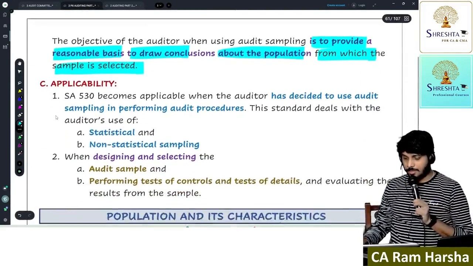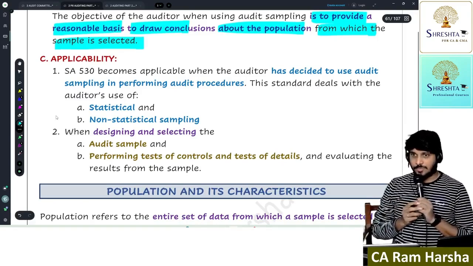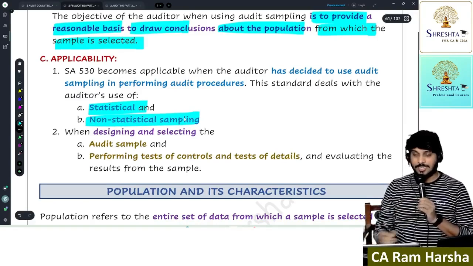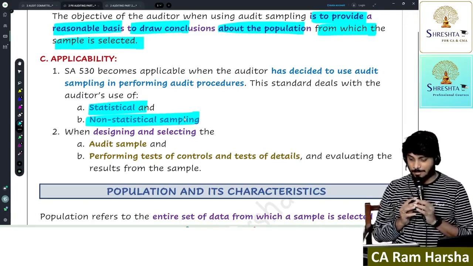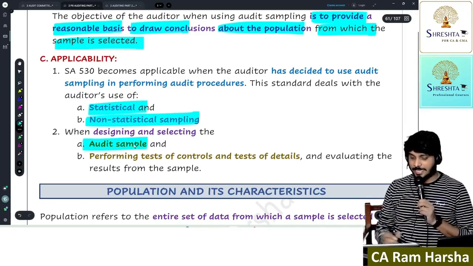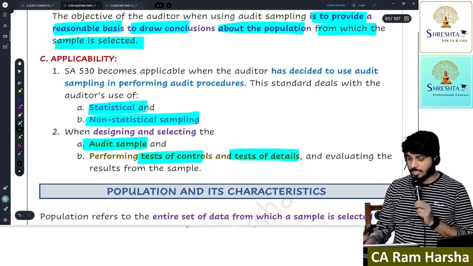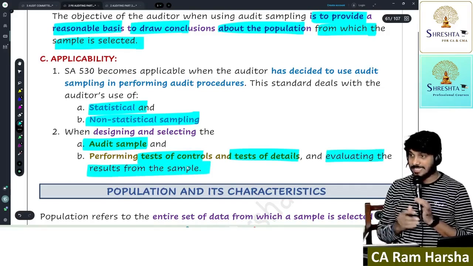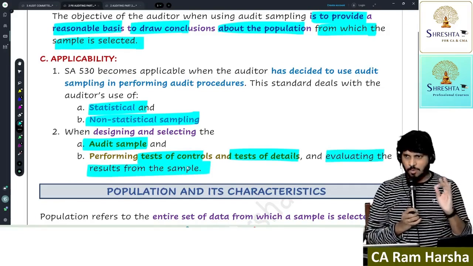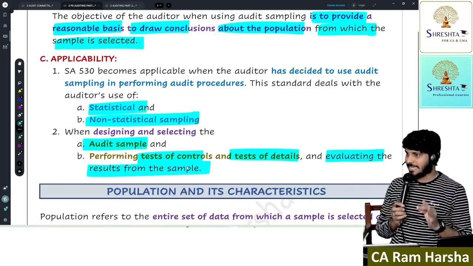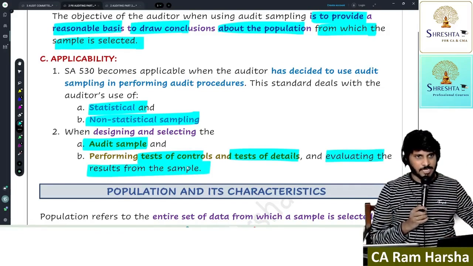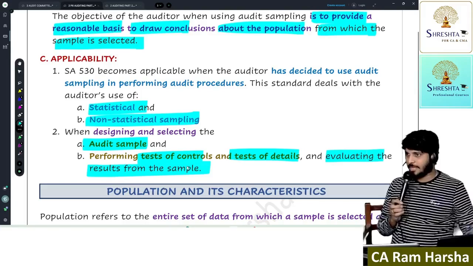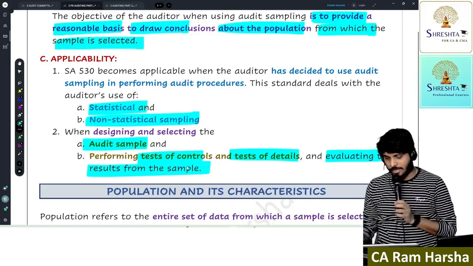Next. This standard applies when the auditor decides to use either statistical or non-statistical sampling. Getting it? It applies when designing a testing sample, when performing tests of controls and tests of details, and when evaluating the results based on the sample. The moment you decide to adopt a sampling technique, this standard SA 530 applies. SA 530's heading is audit sampling. The chapter heading is also audit sampling.